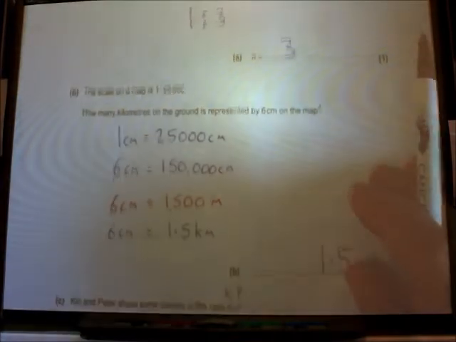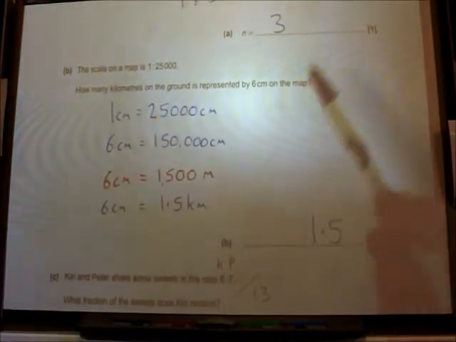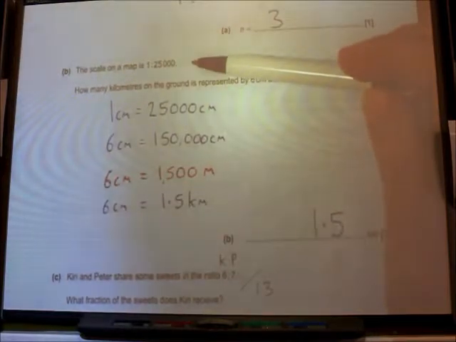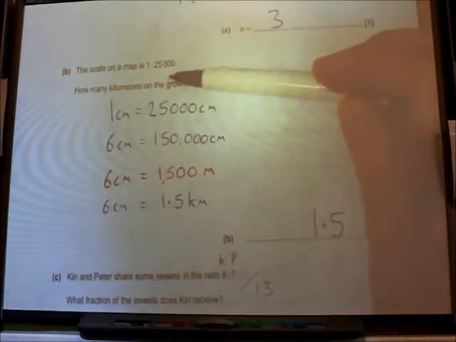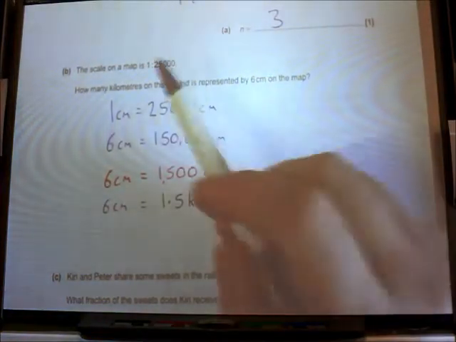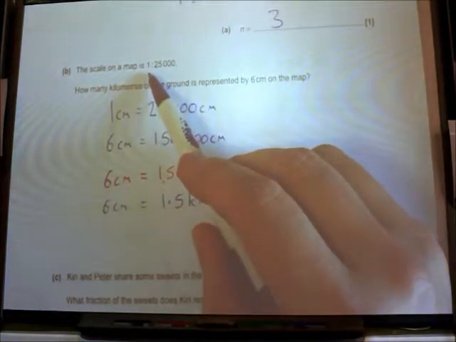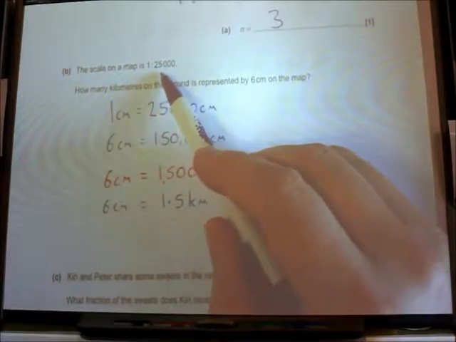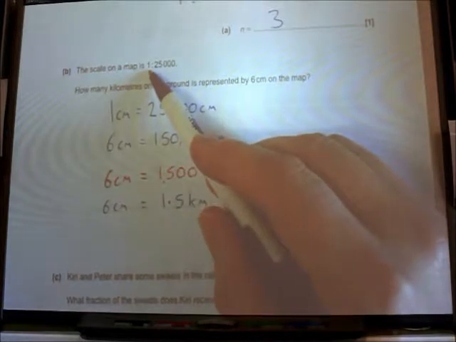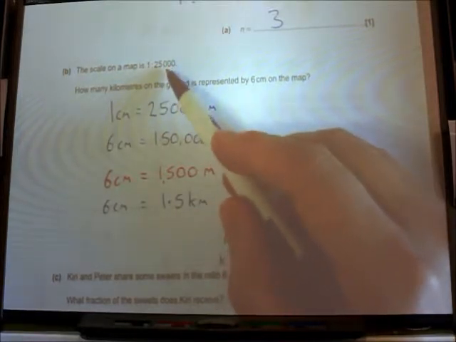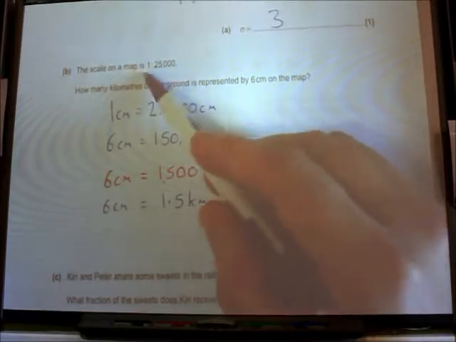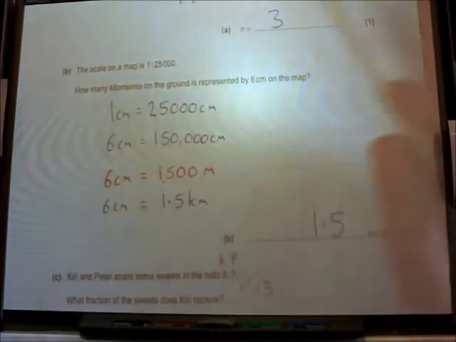Part B to that. The scale on a map is 1 to 25,000. An important thing to realise here is that it doesn't matter what the units are, but they must be the same. So for example, if it's 1 centimetre on a map, it's 25,000 centimetres in real life. If it's 1 metre on the map, it's 25,000 metres or 25 kilometres in real life. So the units must be the same. Doesn't matter what they are, but it's got to be the same.